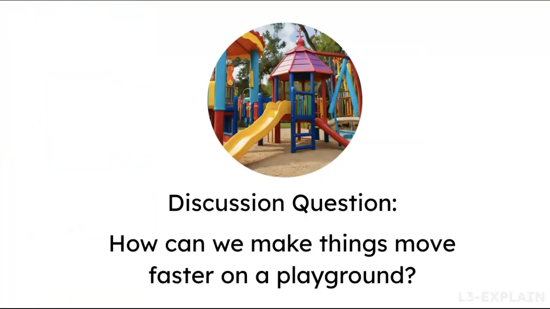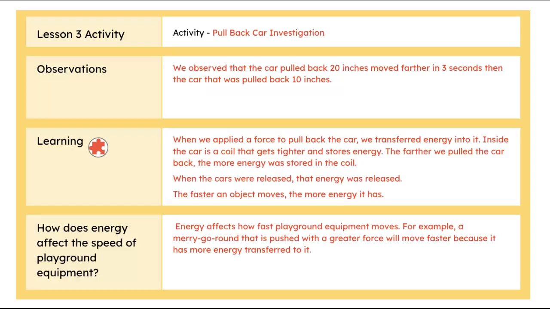For the Explain portion, you'll bring the class together and lead a discussion about the students' observations from the investigation. You'll use the provided questions to guide your discussion around the question, how can we make things move faster on a playground? The goal of this discussion is to analyze student observations and discover the relationship between speed and energy. You'll use the discussion to create the Lesson 3 summary chart.